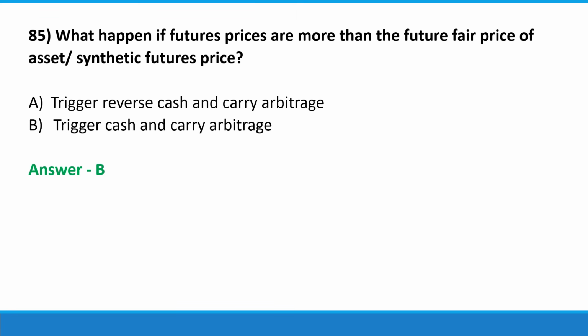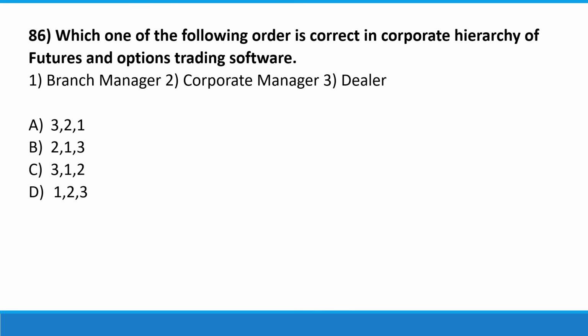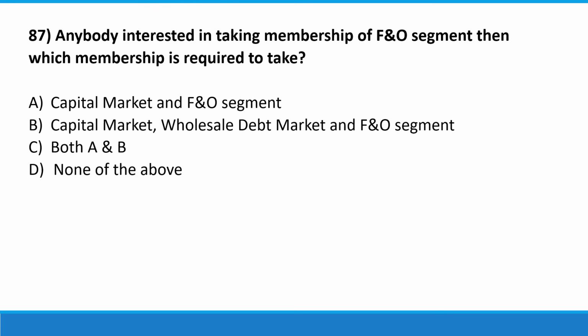Next question. Which one of the following order is correct in corporate hierarchy of futures and options trading software? Branch manager, corporate manager and dealer. The correct answer is option B. First corporate manager, after that branch manager and after dealer.